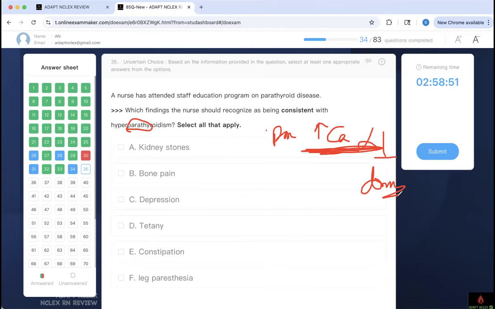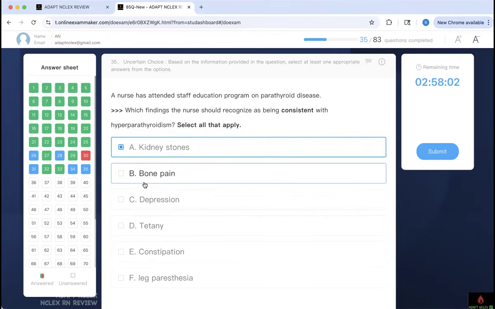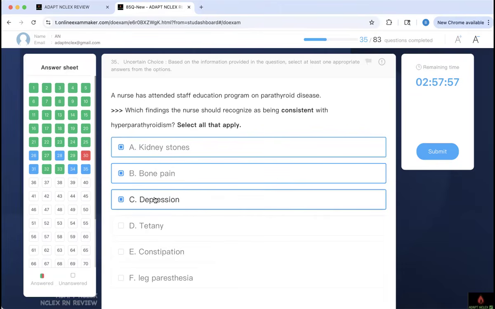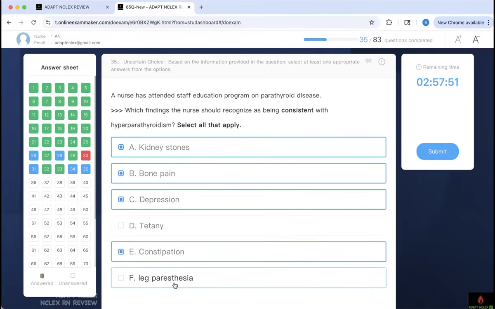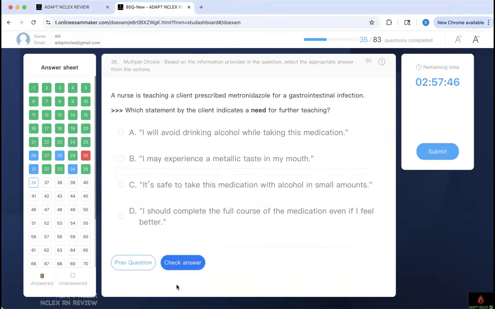So high calcium, what should you see? Things go down. So pick things that are going down. If it's going up, don't pick it. That's my concept for you when you see a parathyroid problem. Kidney stone, I'm going down. Bone pain, I'm going down. Depression, I'm going down. Tetany, I'm going up. Constipation, I'm going down. Leg paresthesia, I'm going up. I'm not going to pick it. That's how you pick these kinds of calcium questions.